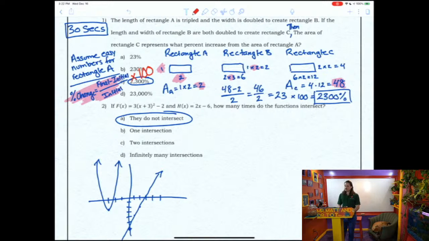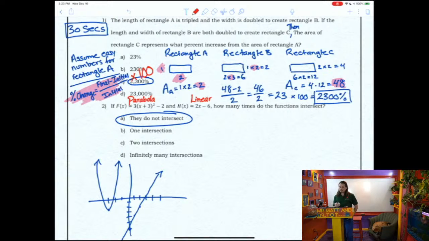For number 2, we have 2 different types of functions going on, and that's the first step here. We need to be able to identify that function f of x is a parabola. It's a quadratic function. And h of x is a linear function. It's a line. You can tell that by the square that's present in f of x and the variable to only the first degree in h of x.